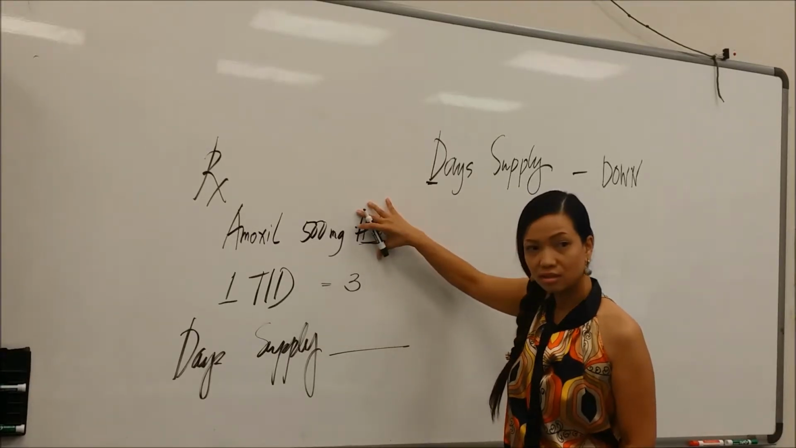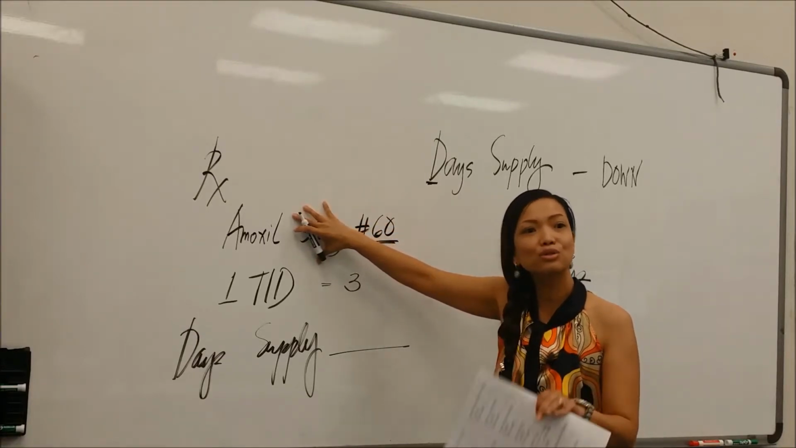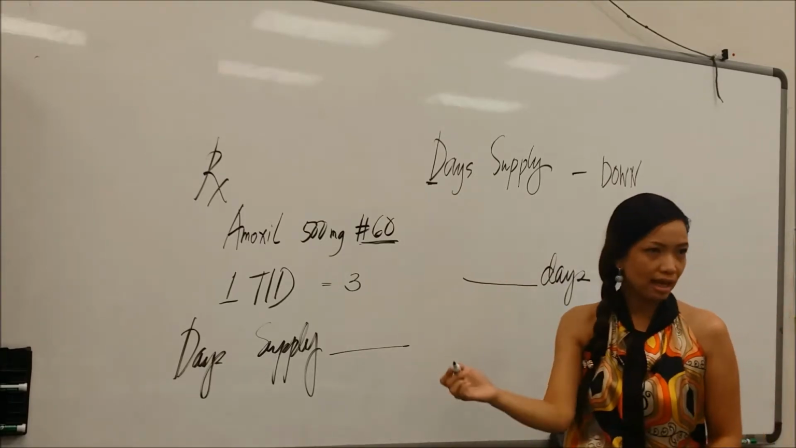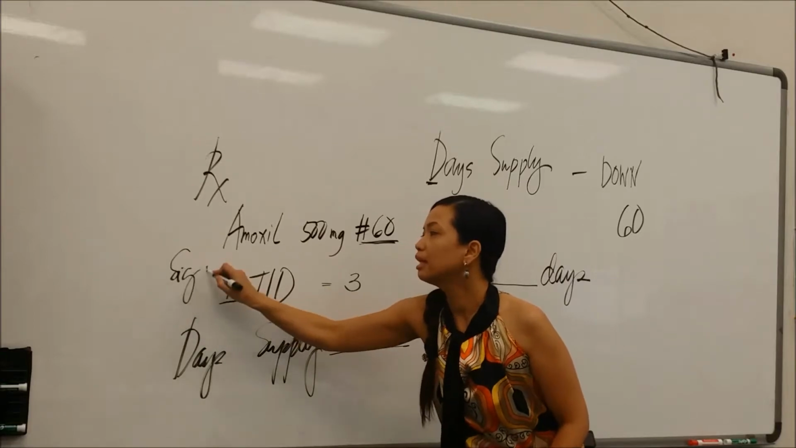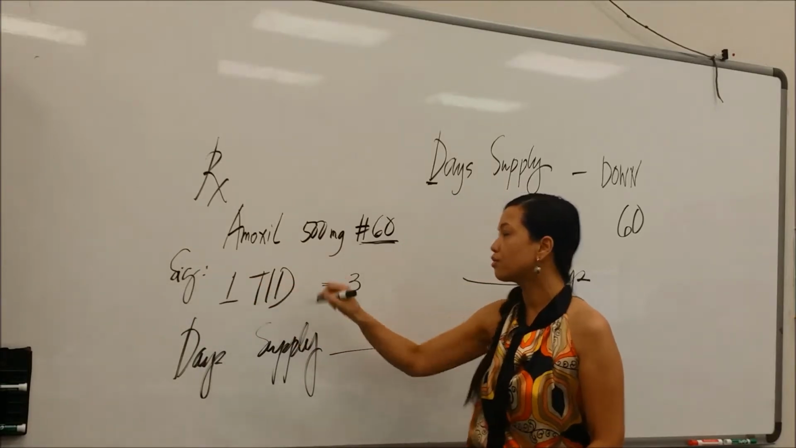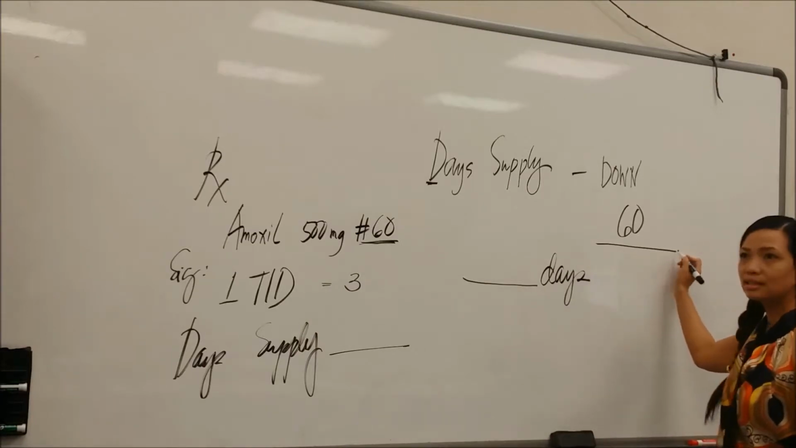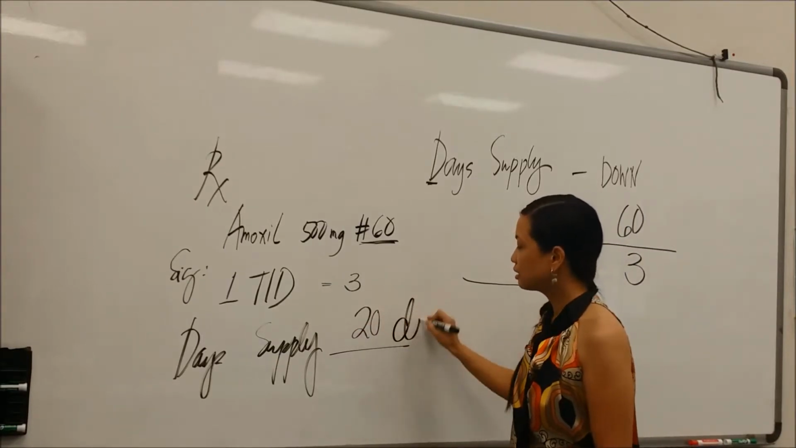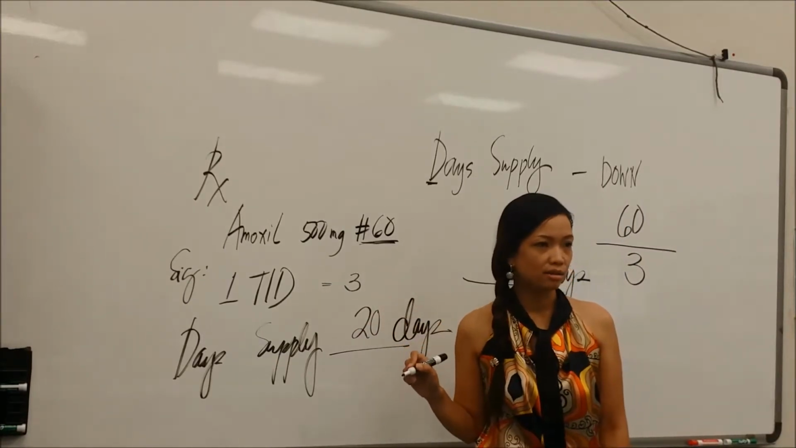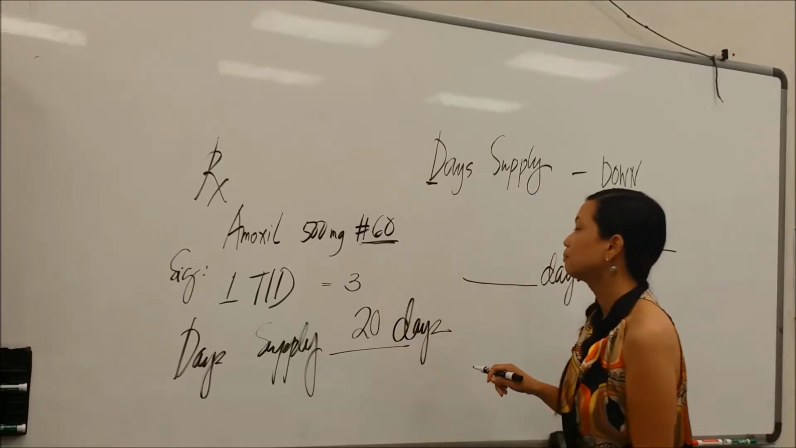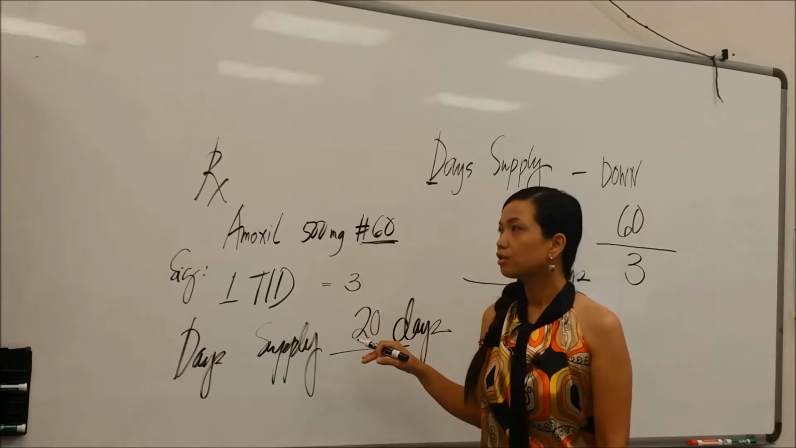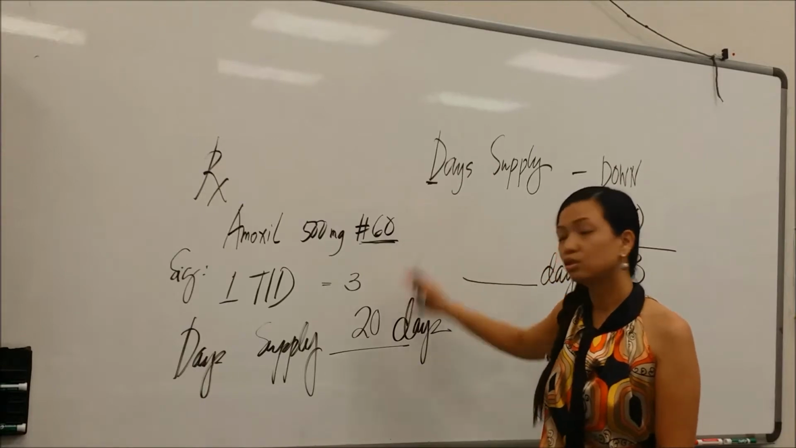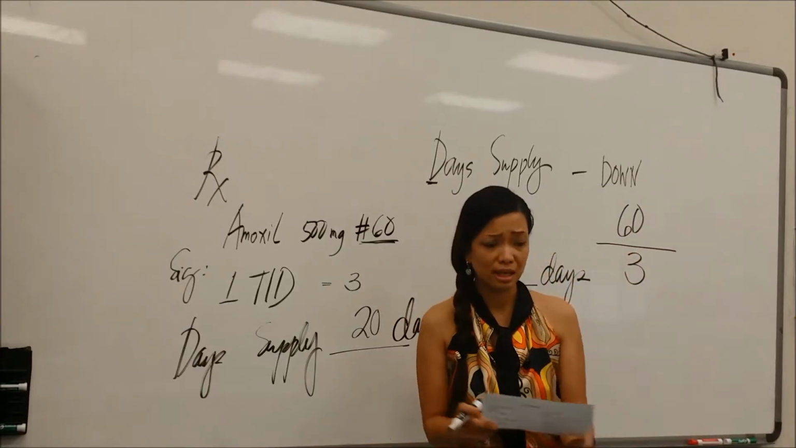So do you need the 500? No, it's just telling you what to grab on the shelf. So you need the 60. How long will 60 capsules last if the doctor wanted the patient to take 1 three times a day? So day supply would be 60 divided by 3. That gives you 20 days. I want to see the word days if it's not specified on the test. It's telling you that the 60 capsules you are going to dispense will last the patient 20 days. Is that clear?